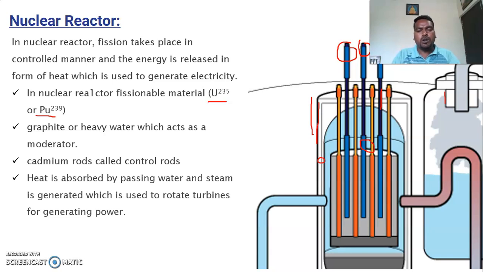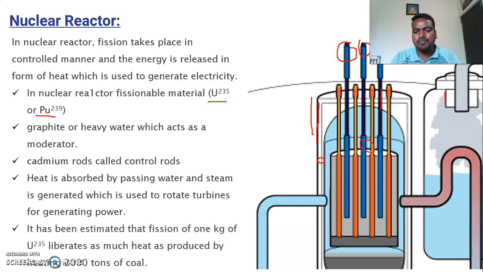Then a lot of heat energy is released during this process. This heat energy is absorbed by water and converted into steam, and this steam is passed to a turbine, and this turbine produces electricity. Nearly 1 kg of uranium produces heat energy equal to 2000 tons of coal.